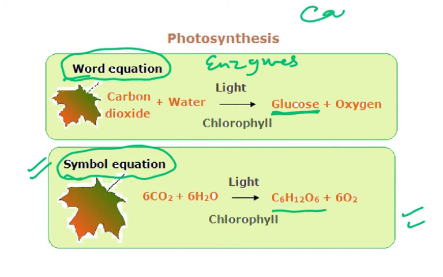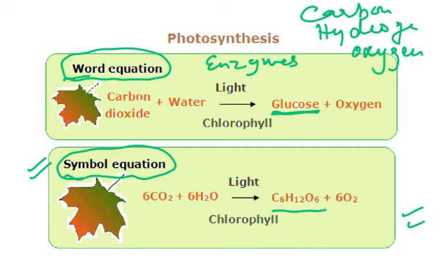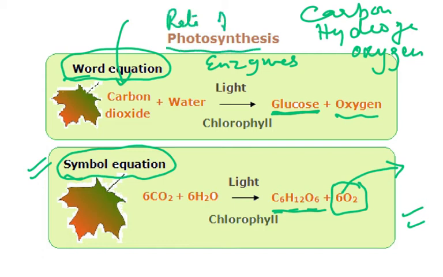The formula for glucose is C6H12O6. It has carbon, hydrogen, and oxygen, so glucose is made up of carbon, hydrogen, and oxygen. And then, of course, this oxygen is a waste gas, so this is going to diffuse out of the leaf. Carbon dioxide is going to diffuse into the leaf if the rate of photosynthesis is higher than the rate of respiration.